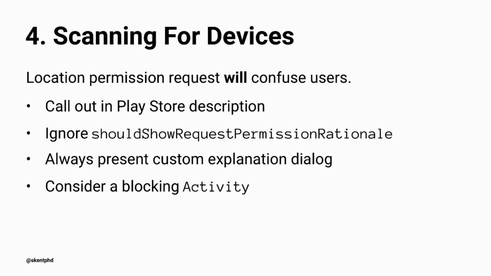Do you need to give them a better explanation before you ask again? So the idea is that the second time, you show a custom explanation where you say, hey, we saw you already turned this down. This is what we actually need it for. Please give it to us. And then you show the normal request.